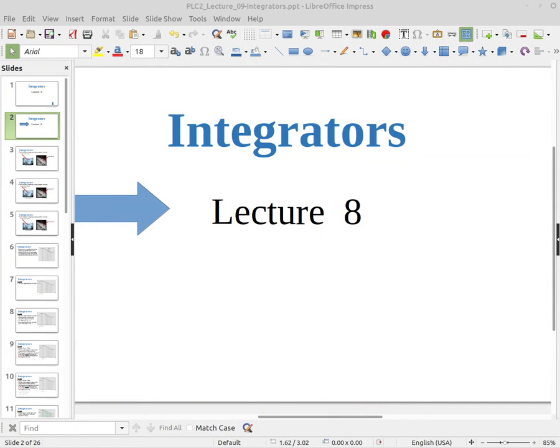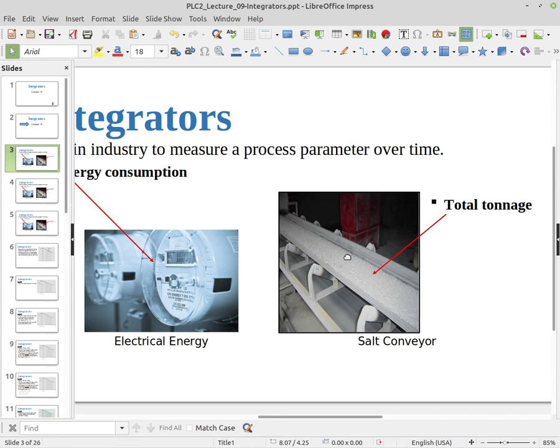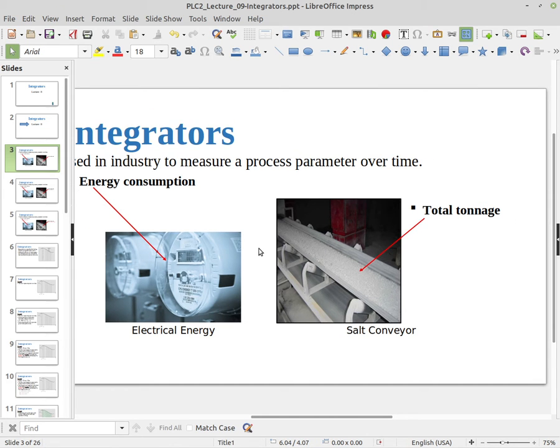So in this lecture we're going to talk about integrators. Integrators are basically a mathematical function. What we're doing is we're just adding up. We're keeping track of something and adding it and adding it and adding it to find the total sum. A couple of examples here will be energy consumption.